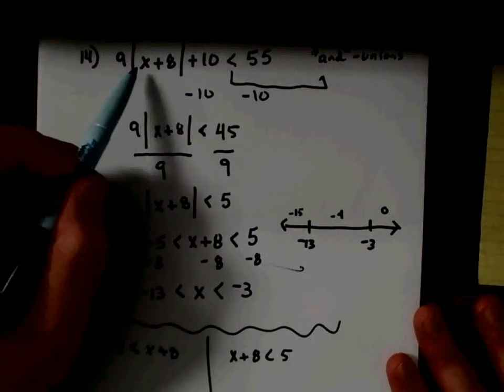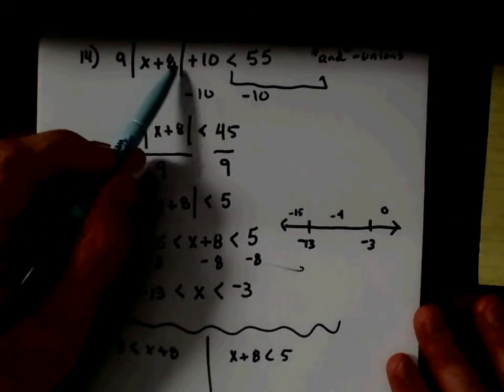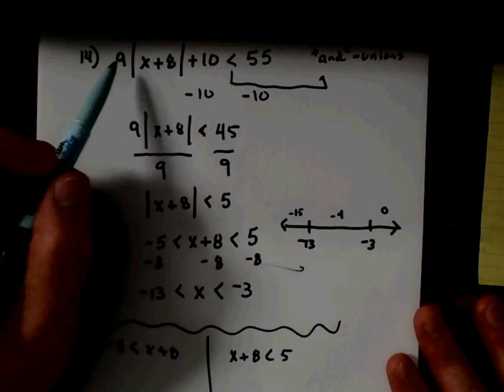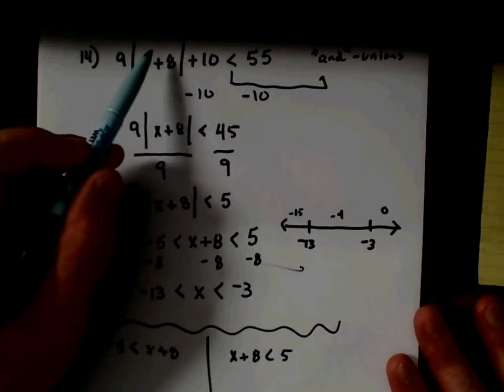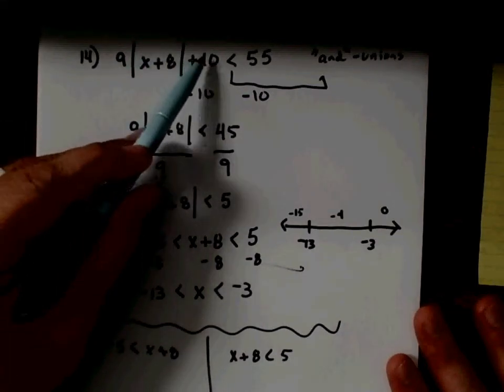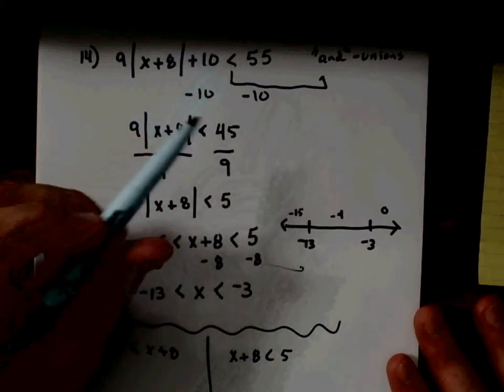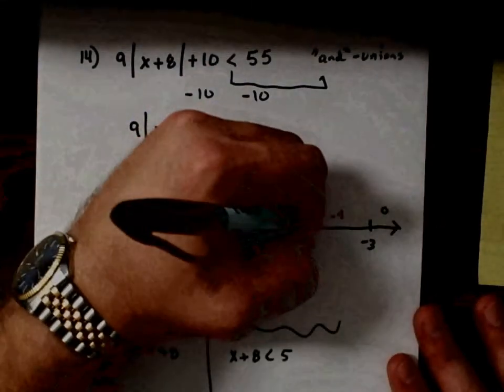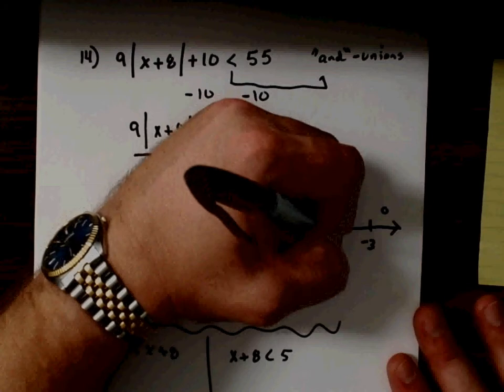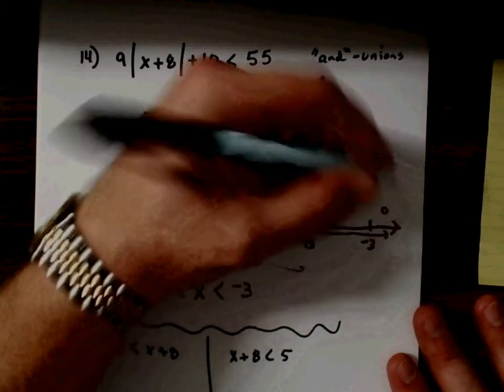So let's plug in negative 4. Negative 4 plus 8 is positive 4. 9 times positive 4 is 36 plus 10 is 46. Is 46 less than 55? Yeah, so that's why it's going to start shading this way.